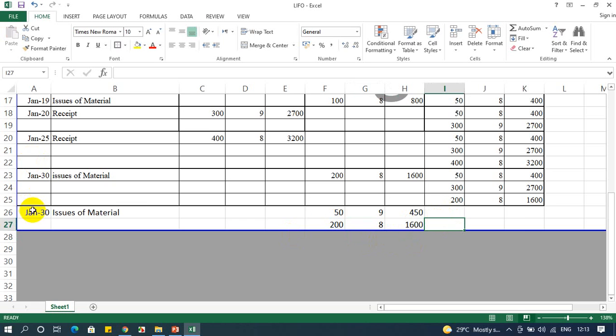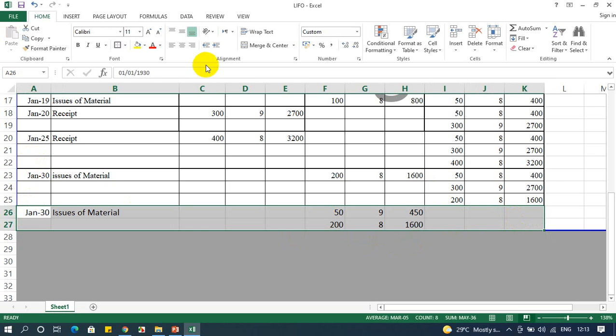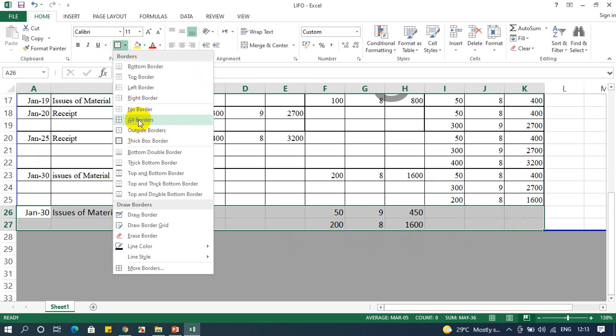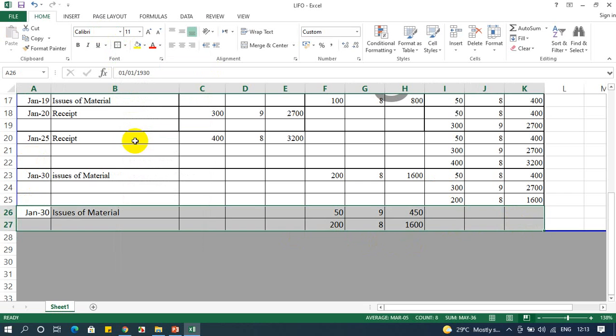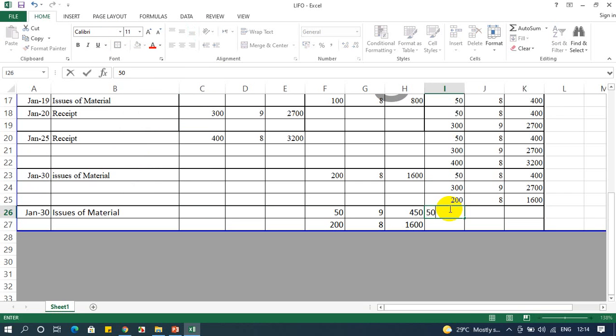And then we are left with the balance. So how much is the balance? If you are making the balance, how much is left? See here, 50 units is completely left at the rate of 8, that will become 400, right? And then of the 300, because we sold 50 units, we are left with 250 units at the rate of 9, that will become 2250, right?